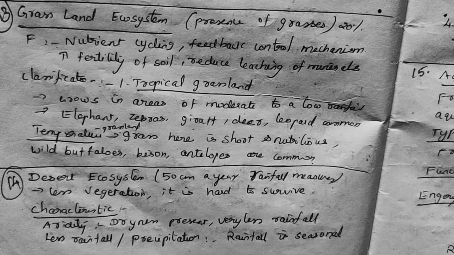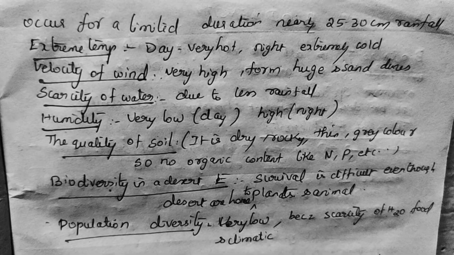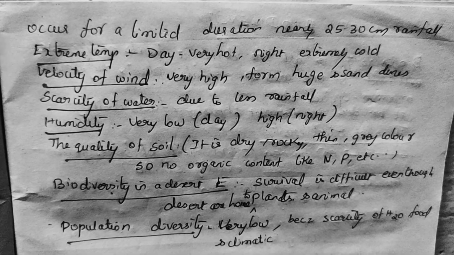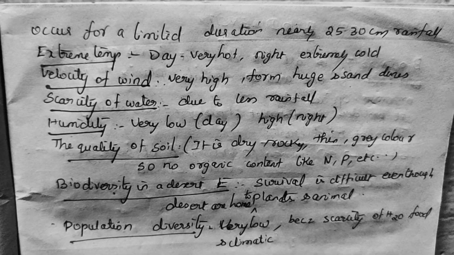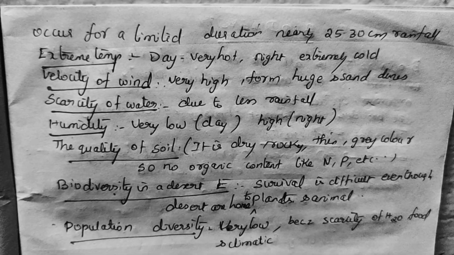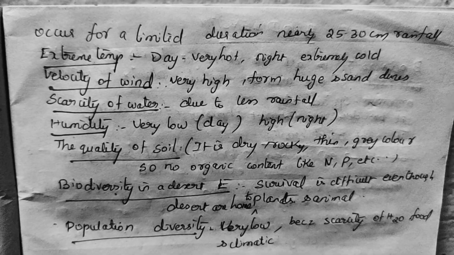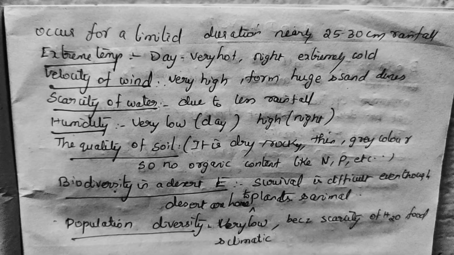The rainfall, precipitation, is seasonal and occurs for a limited duration. Nearly 25 to 30 centimeters of rainfall will be there. There is extreme temperature: the day is very hot and the night is extremely cold. And the velocity of wind is very high and forms huge sand dunes.